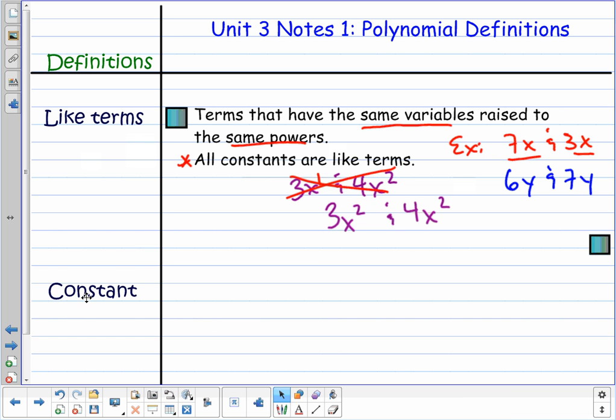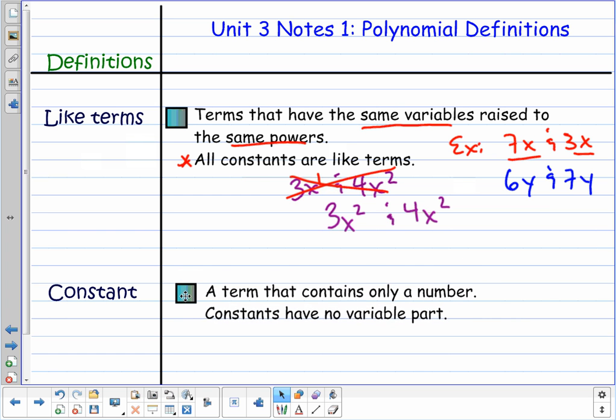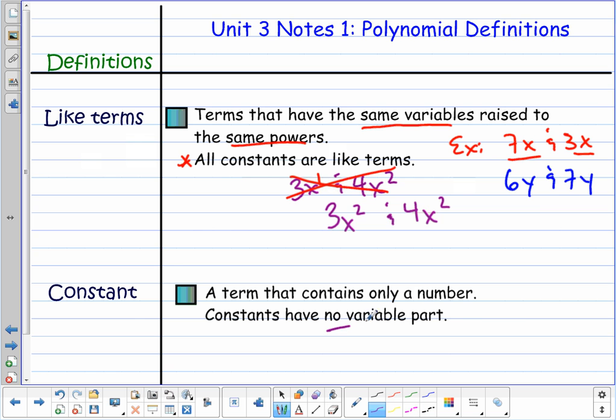So now let's talk about constants. Constant's an easy one. You've heard this a lot before as well. A constant is just a term that has only a number. Constants have no variable part. So for example, any number that you want: 7, 3, 2,000, 600, 728. Any number that you can think of is just a constant, as long as it has no variable listed with it.